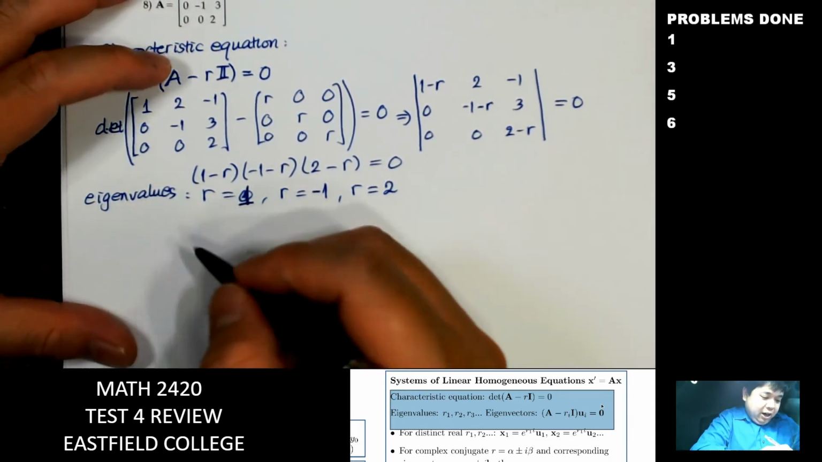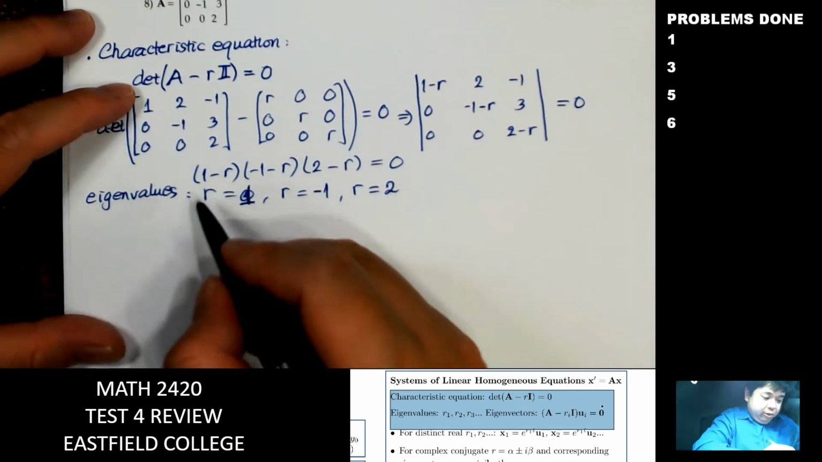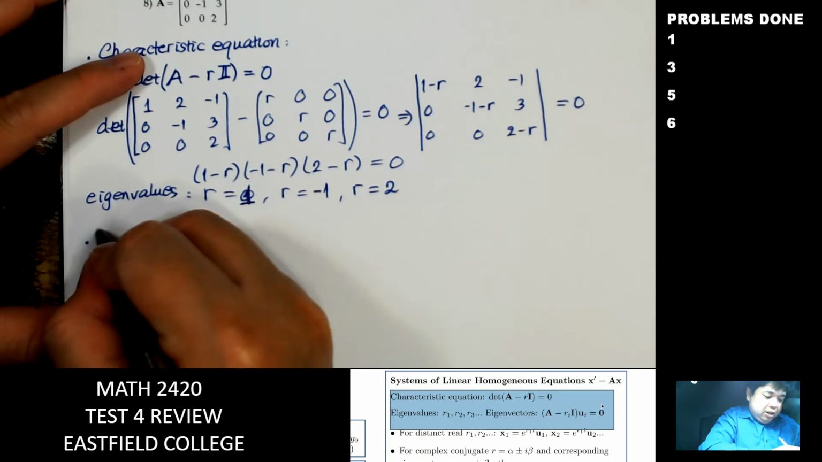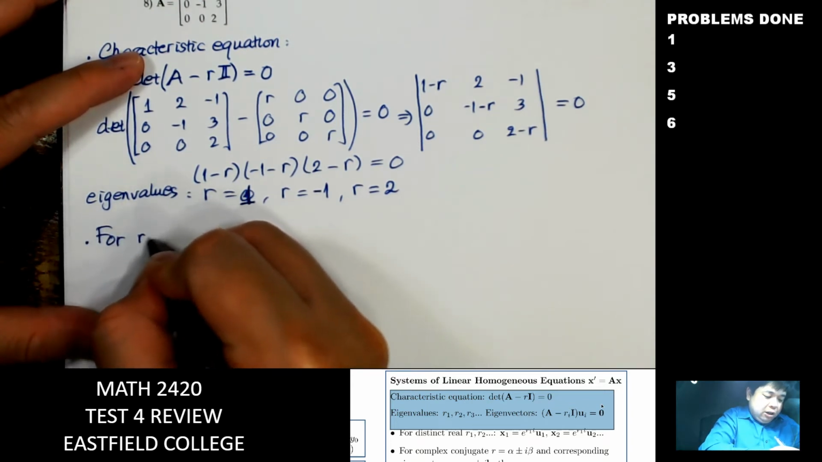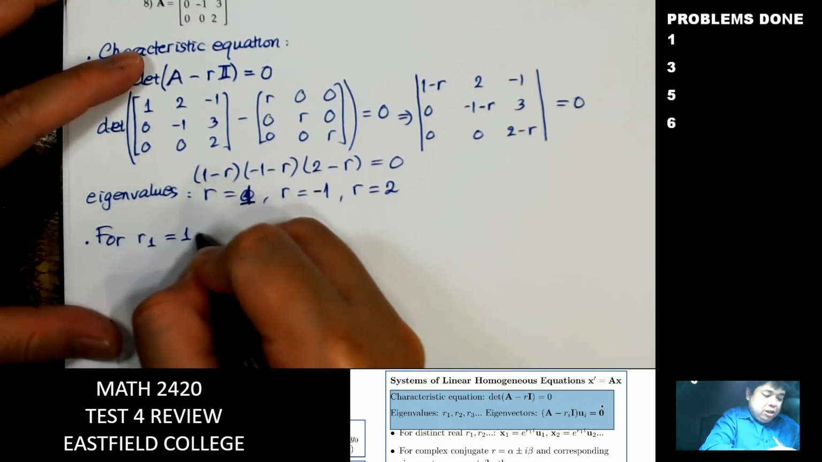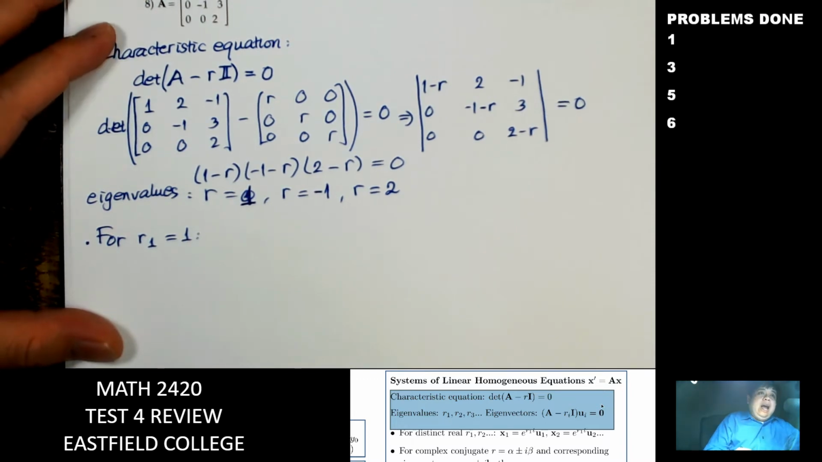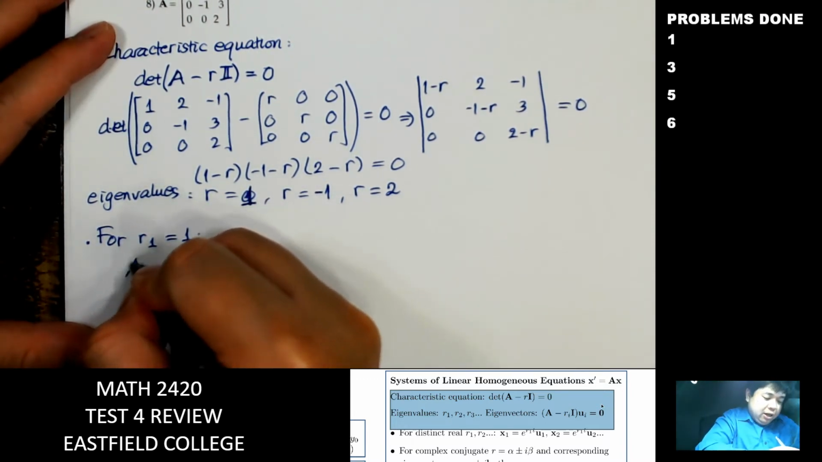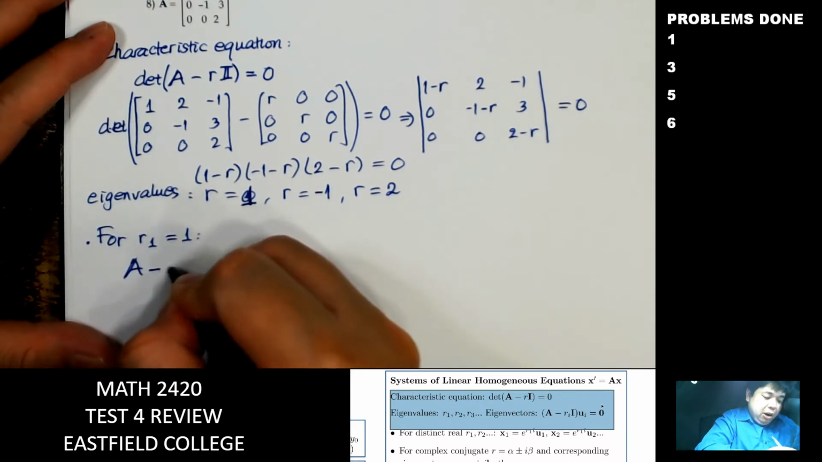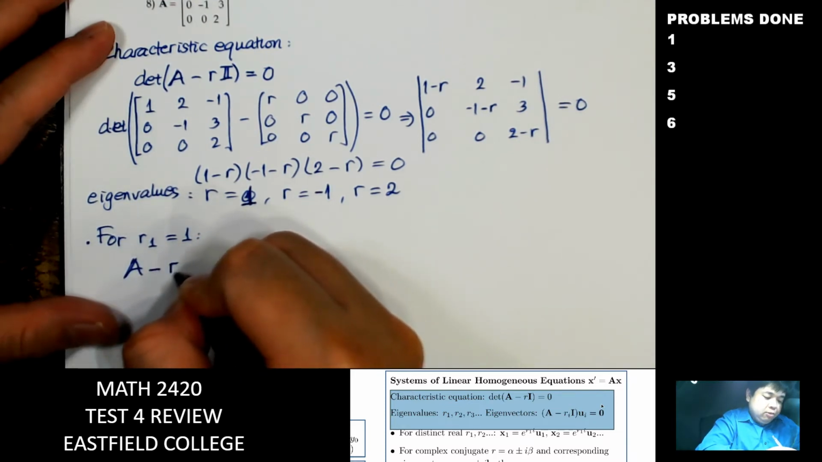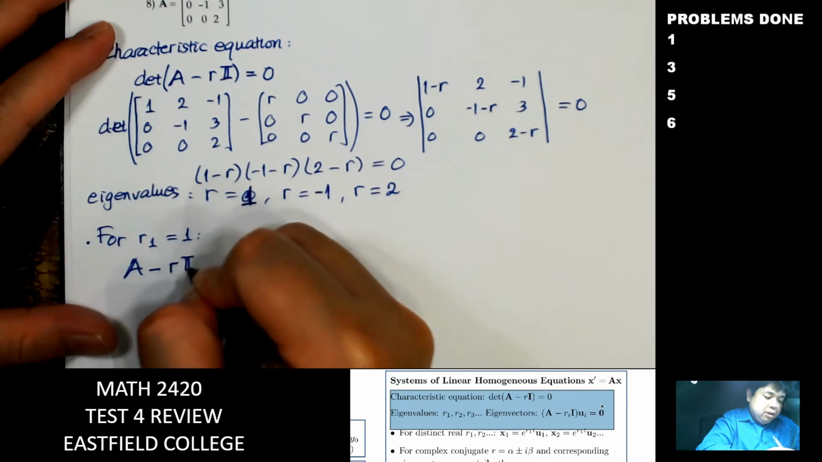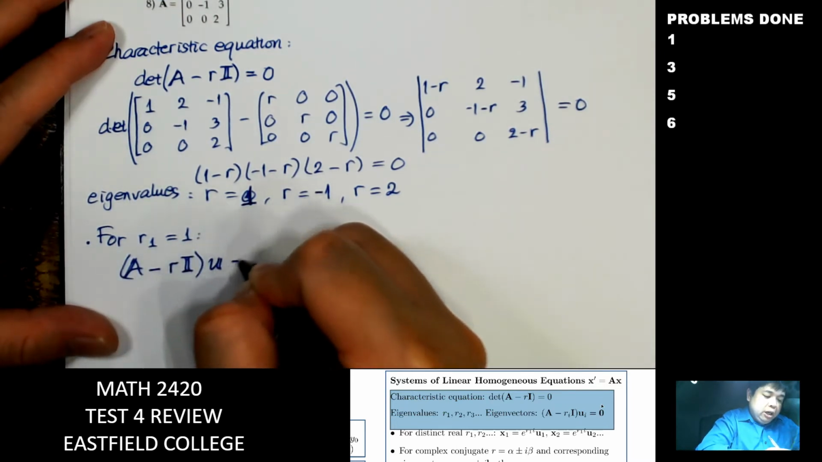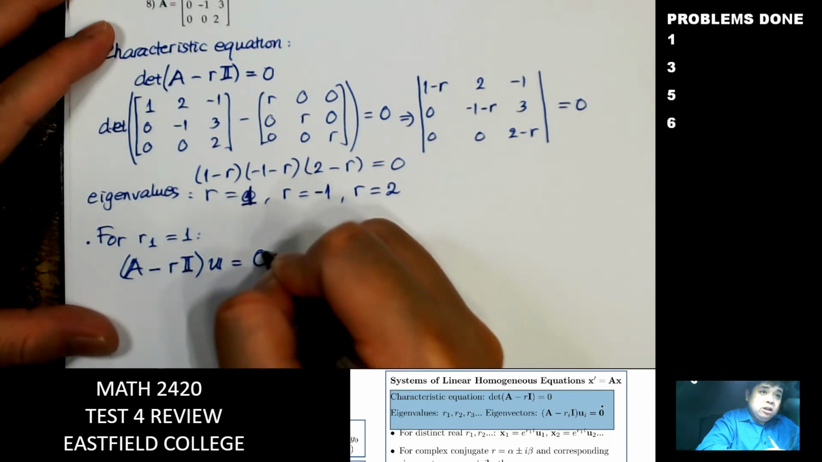Right. Next, so we found the eigenvalues. Next, to find the eigenvectors. So first, for R1 equal to 1. For this eigenvalue, we're going to put it in the eigenvector equation. So it will be the matrix A minus R times the identity matrix times the vector U equal to a 0 vector.